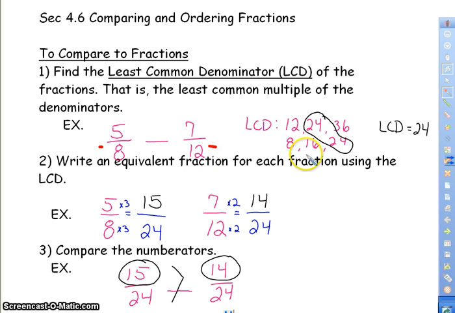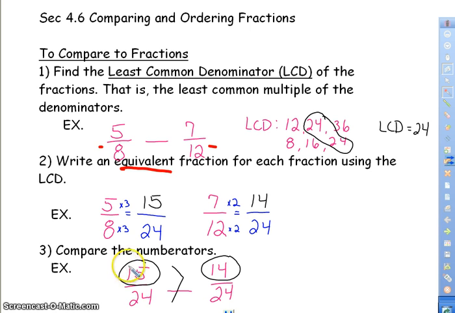So after you have found the LCD, then you're going to write an equivalent fraction for each fraction using the LCD. Now, we've talked about equivalent fractions in section 2. What you need to do is make the 8 become a 24 and the 12 become a 24. So 8 times 3 is 24, 5 times 3 is 15. Whatever you do to the denominator, you do to the numerator. 12 times 2 is 24, 7 times 2 is 14.